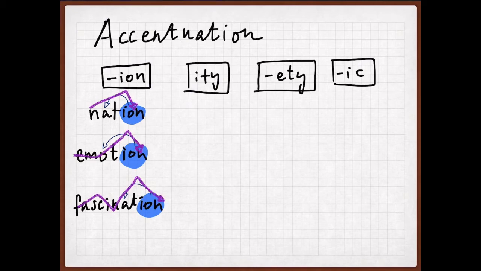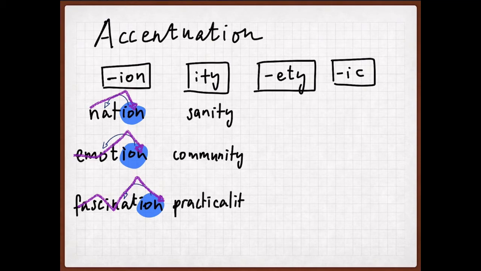The same goes for other suffixes. And so we can see that with ITY, an example would be the word sanity. If I go for a slightly longer word, you'll see community. And again, a slightly longer word, practicality. The same occurs even though the suffix is 2 syllables long. If we go back one syllable prior to the suffix, that's where we're going to find our accentuation.